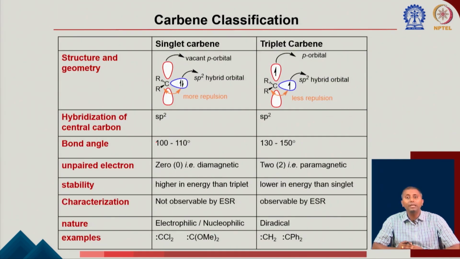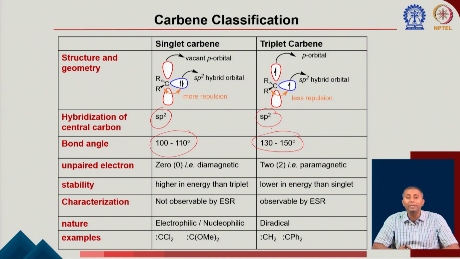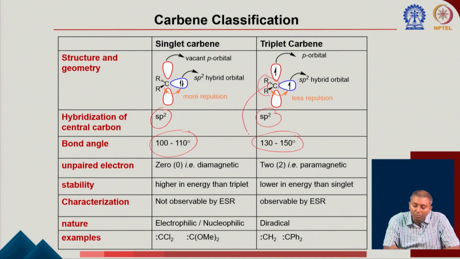Now we are trying to understand this in great detail. We first learned that they have sp2 hybridization. Now the important concept is the bond angle. In the case of triplet, we are talking about this particular bond angle between R-C-R, which is 130 to 150 degrees. So the question is, why in the case of singlet is the bond angle 100 to 110, while in the case of triplet it is 130 to 150?